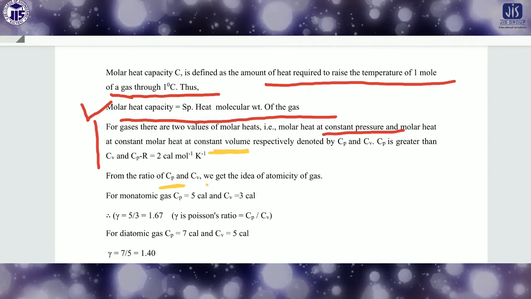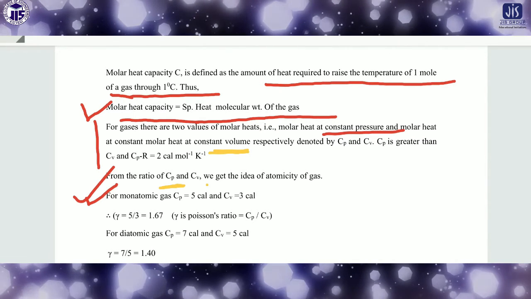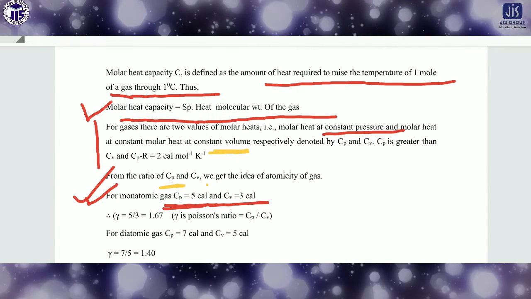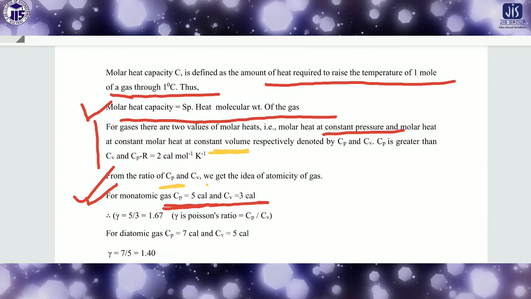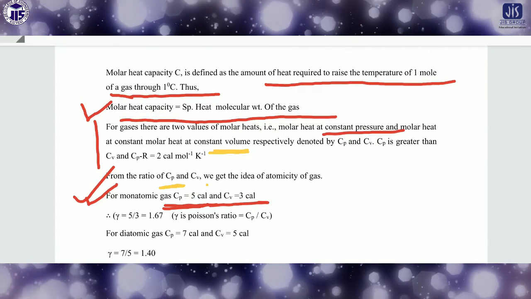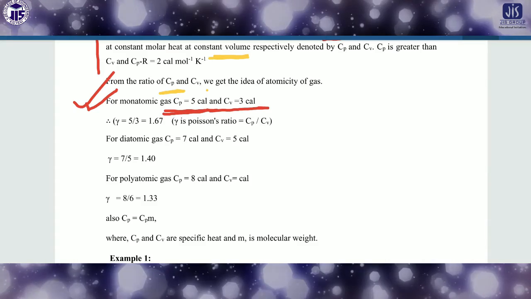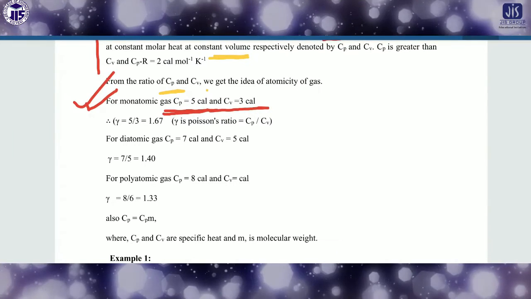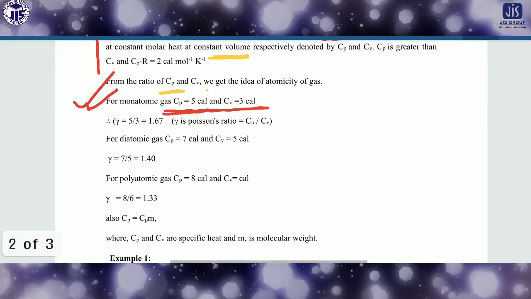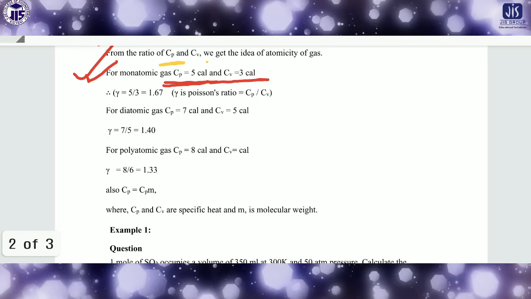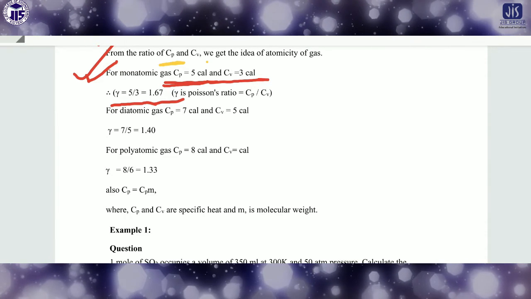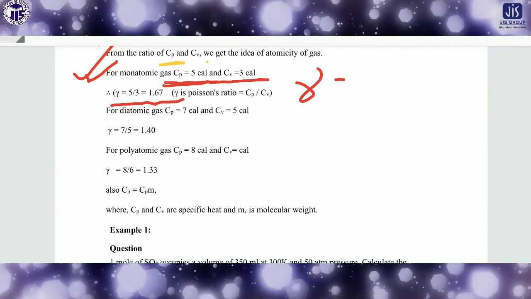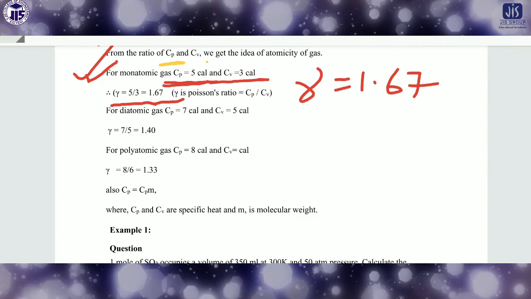Now for a monoatomic gas, Cp is equal to 5 calorie and Cv is equal to 3 calorie. You know that gamma is the Poisson's ratio, gamma is equal to Cp by Cv, which is 5 by 3. So what will be the value? 1.67. You have to keep in mind that for monoatomic gases, gamma is equal to 1.67.